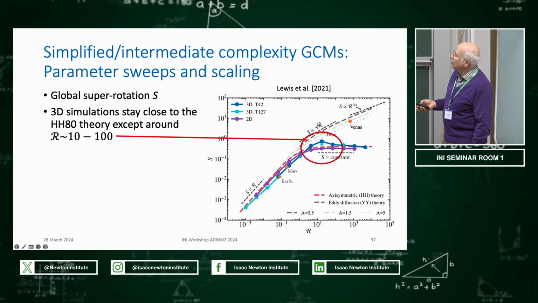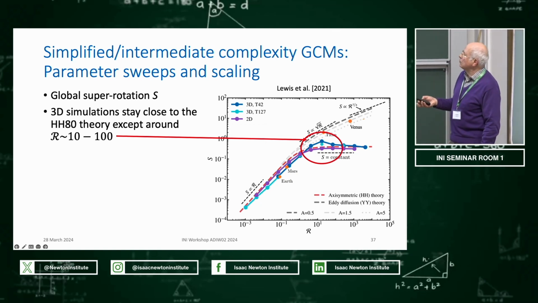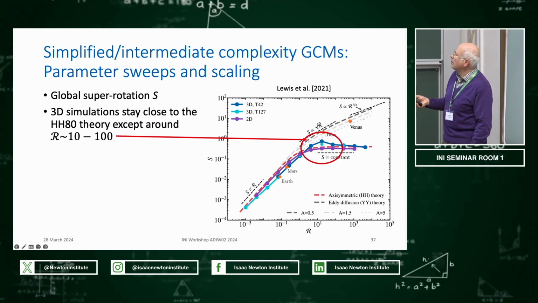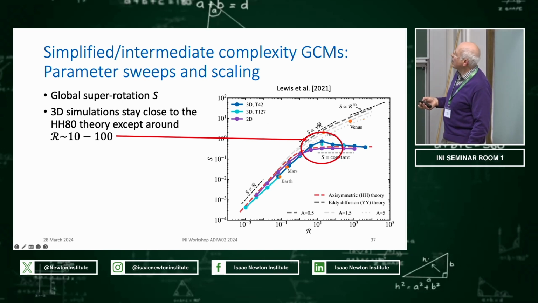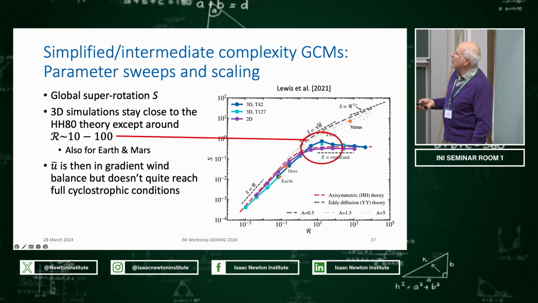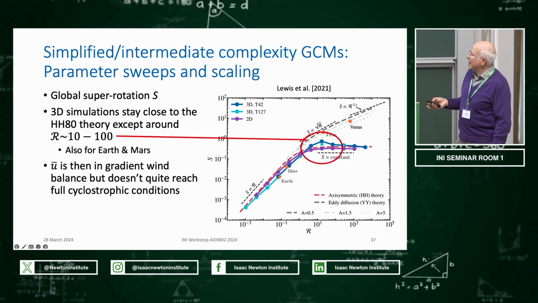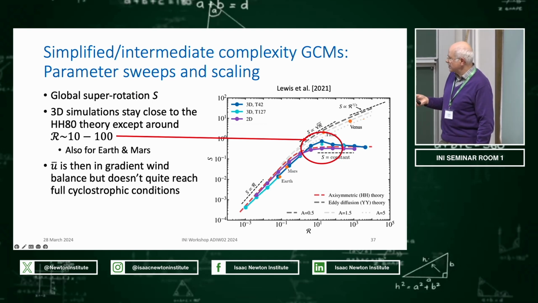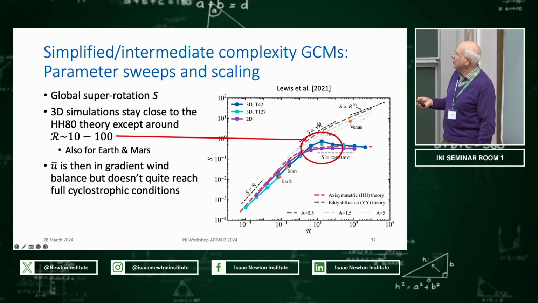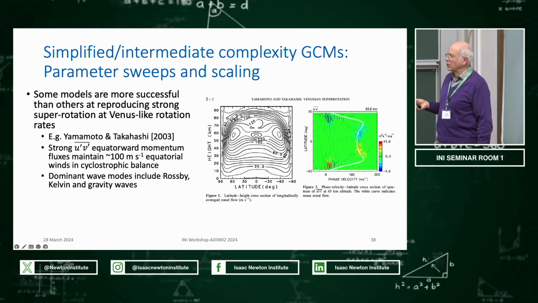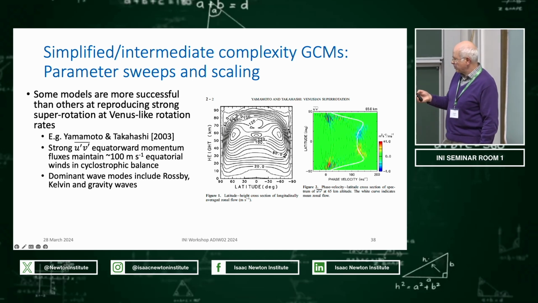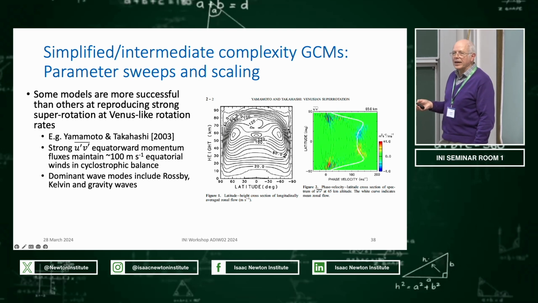So we can see that 3D simulations stay very close to this high Held-and-Hou theory, except around values of between 10 and 100. The blue curve is the three-dimensional simulations, and that also occurs for Earth and Mars. But U is then in a gradient wind balance. In the case of this model, it didn't seem to be able to quite reach the fully cyclostrophic conditions, unlike Titan or Venus. On the other hand, some models have shown themselves capable of doing this. So there's a certain amount of model dependence in getting this kind of behaviour.